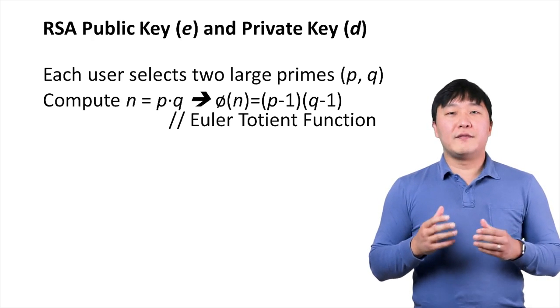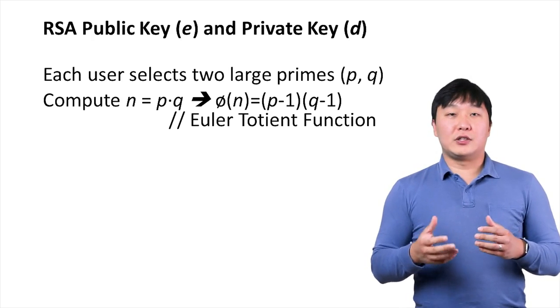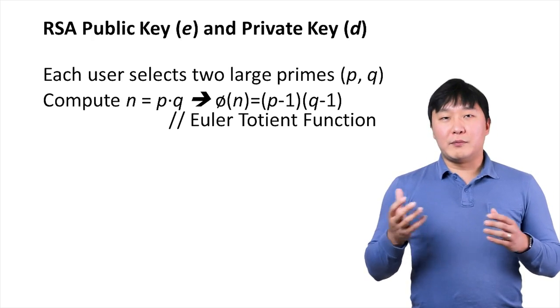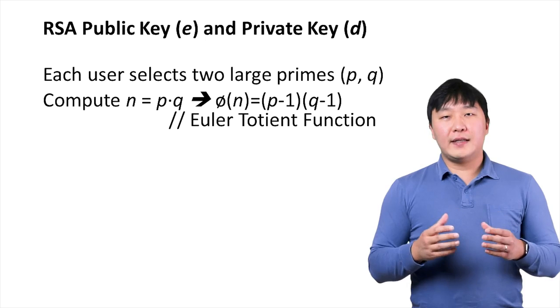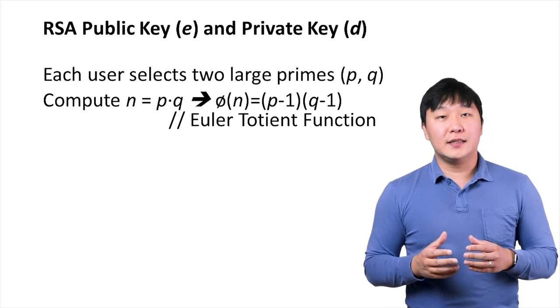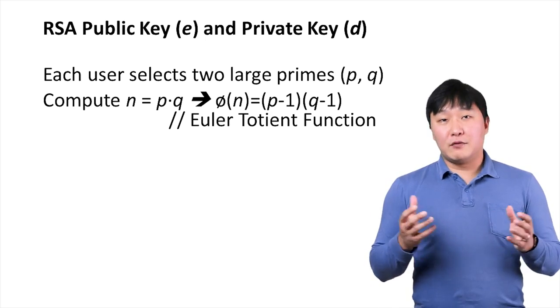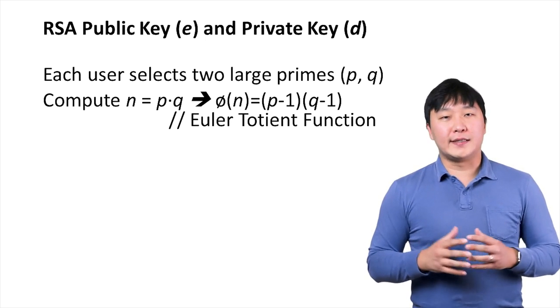We will use phi of n to denote the number of integers between 1 and n which are co-prime to n. Phi of n is called the Euler totient function in number theory and plays a big role in the rest of the key setup for RSA.